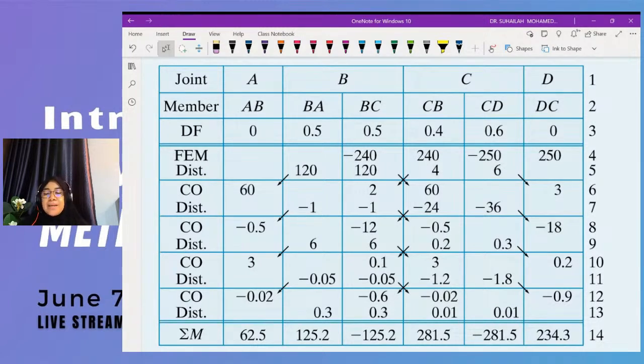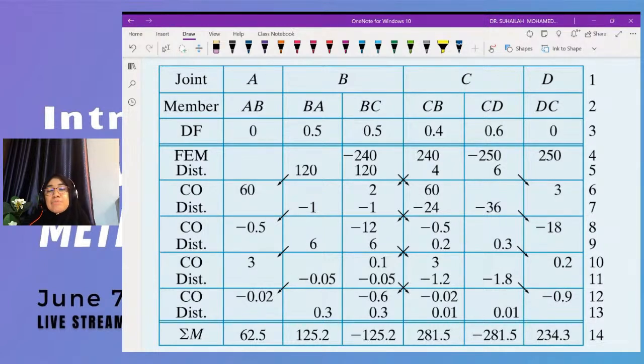And then the first row in the table is FEM. One negative, one positive because of the behavior. So that is why we get negative 240, positive 240 for member BC, and for member CD we get negative 250 and 250.